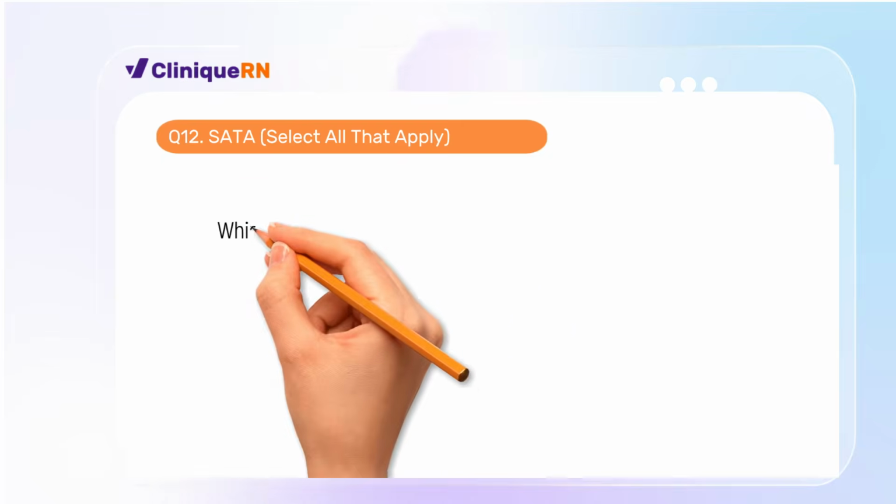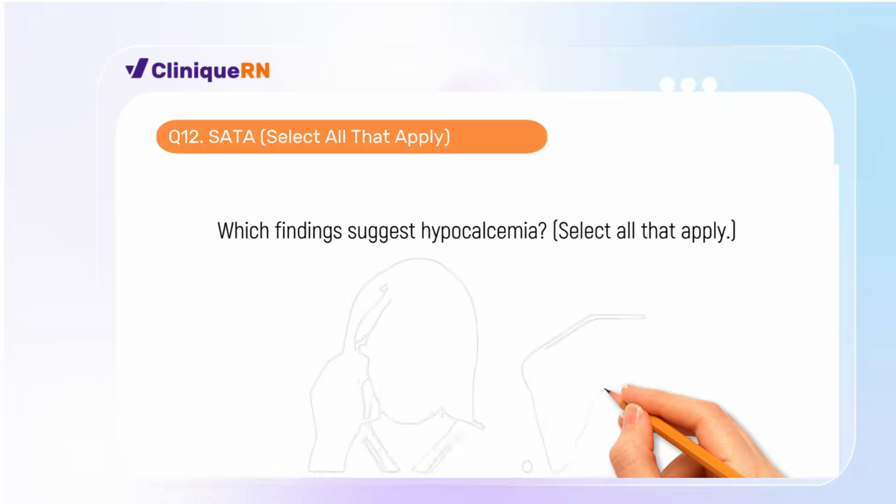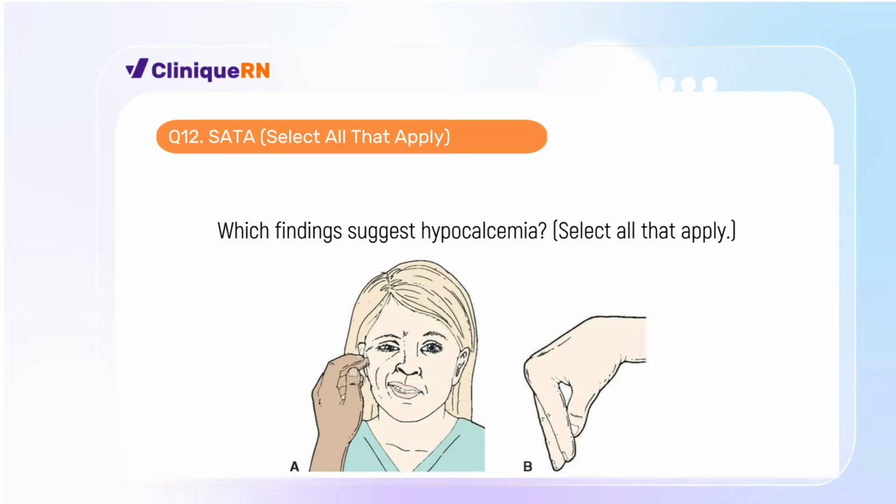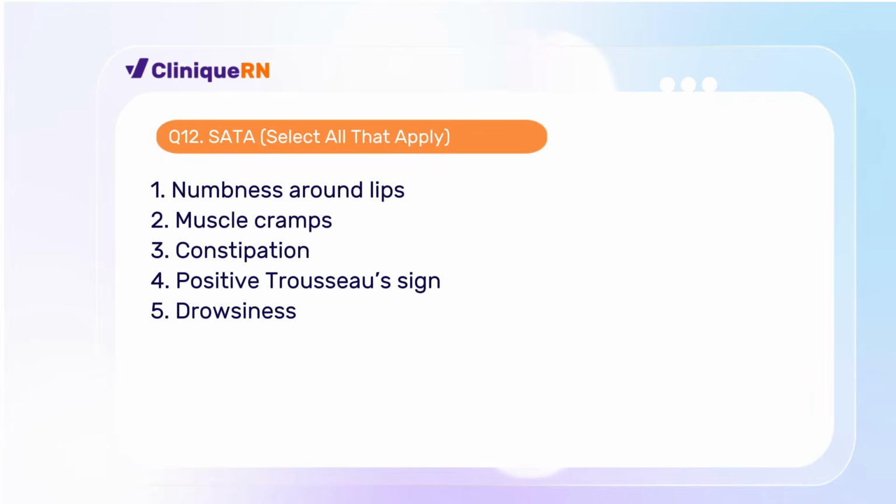Question 12. Which findings suggest hypocalcemia? Select all that apply. 1. Numbness around lips. 2. Muscle cramps. 3. Constipation. 4. Positive Trousseau's sign. 5. Drowsiness.